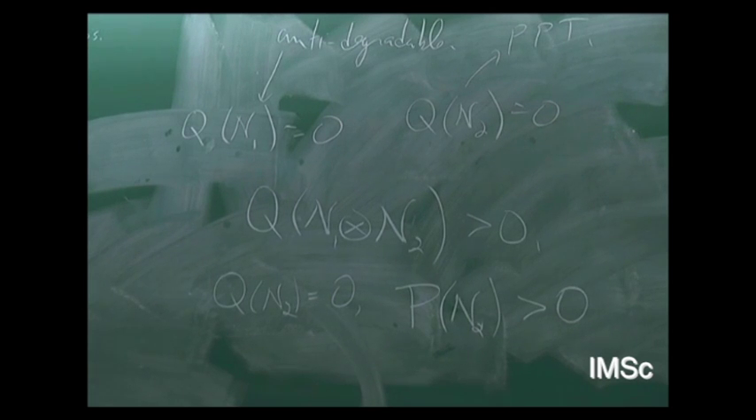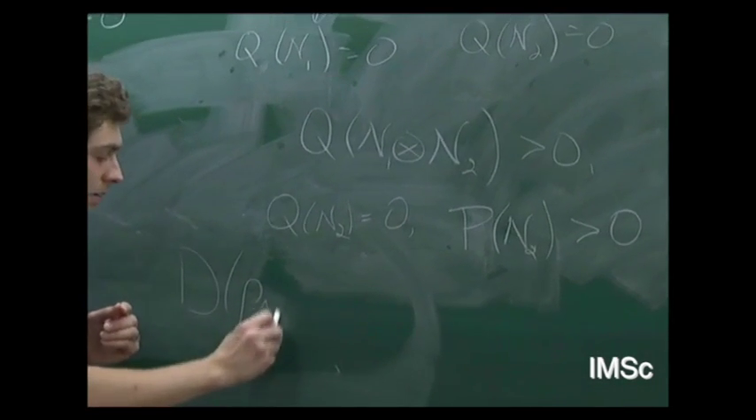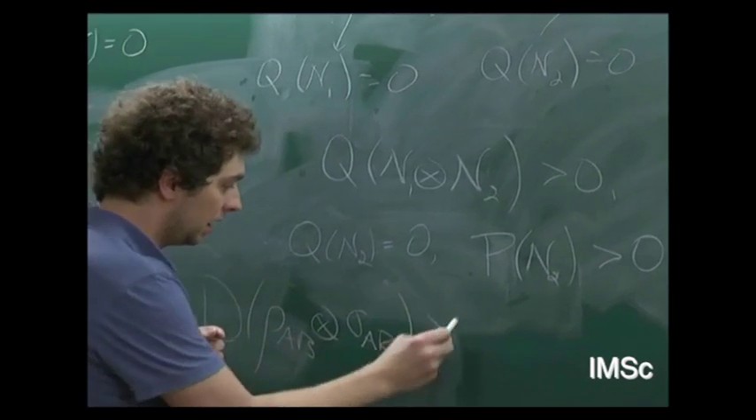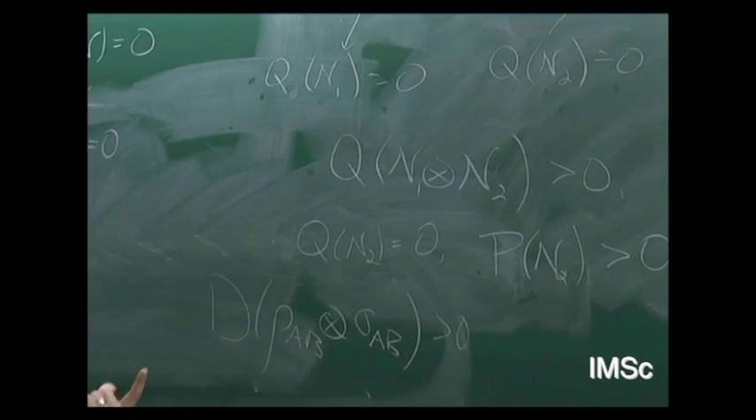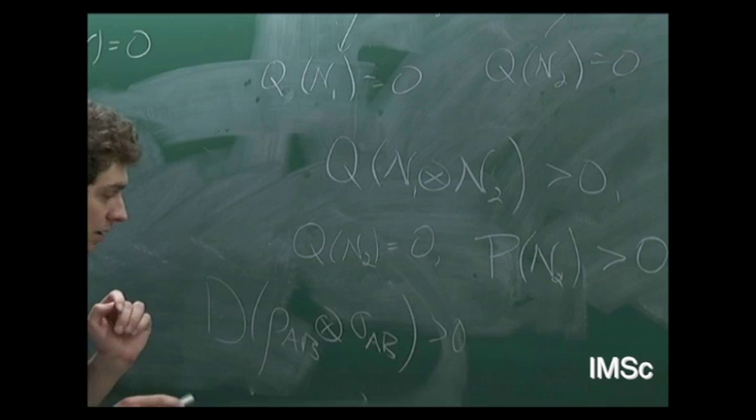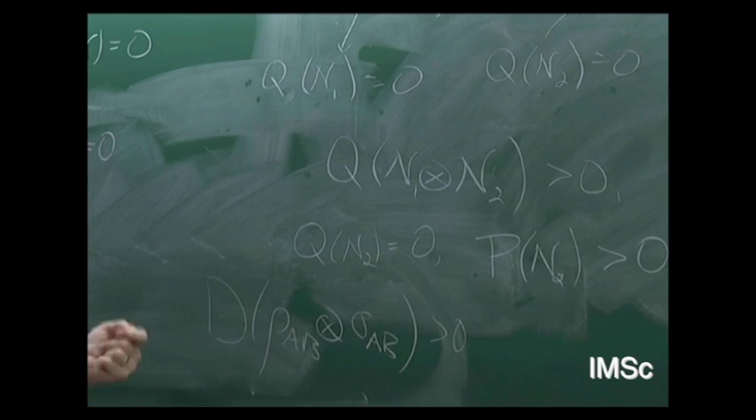Can you repeat that statement? If you want to find pairs of quantum states with positive distillable entanglement where each of the individual ones has zero distillable entanglement, it is necessary and sufficient to find an NPT state that's not distillable.